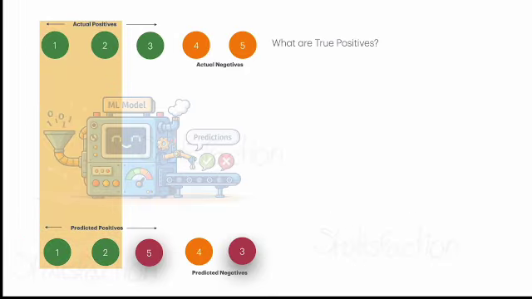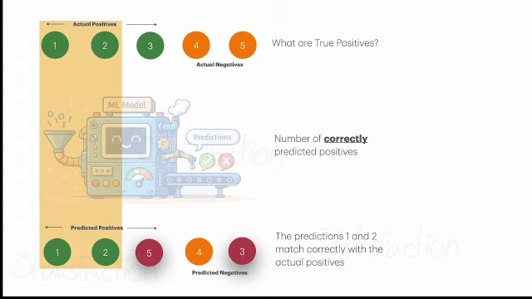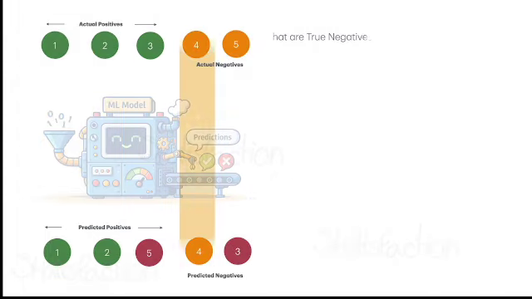So what are true positives? Those are correctly predicted positives. In our initial example, predictions 1 and 2 match correctly with the actual positives. On the other hand, true negatives are correctly predicted negatives. In our case here, prediction 4 was the only one correctly predicted as negative.